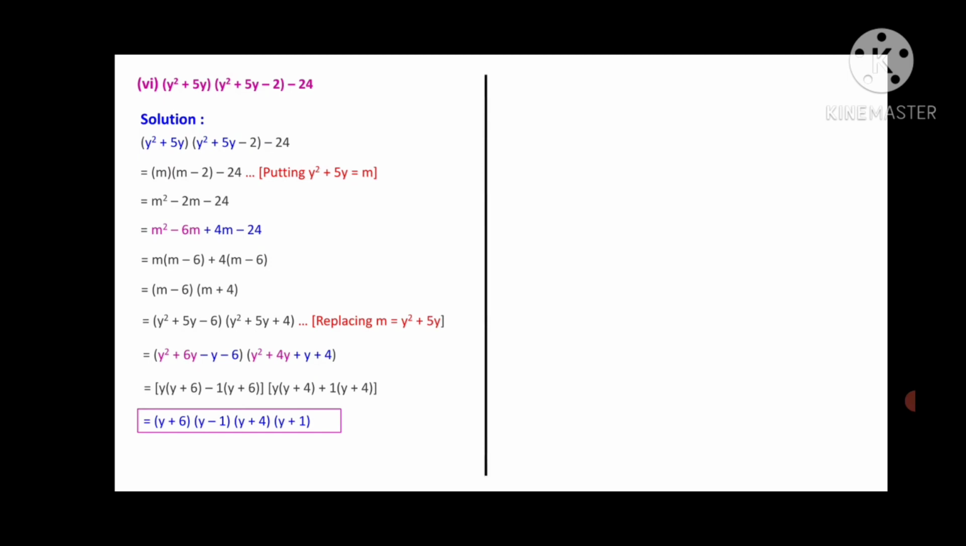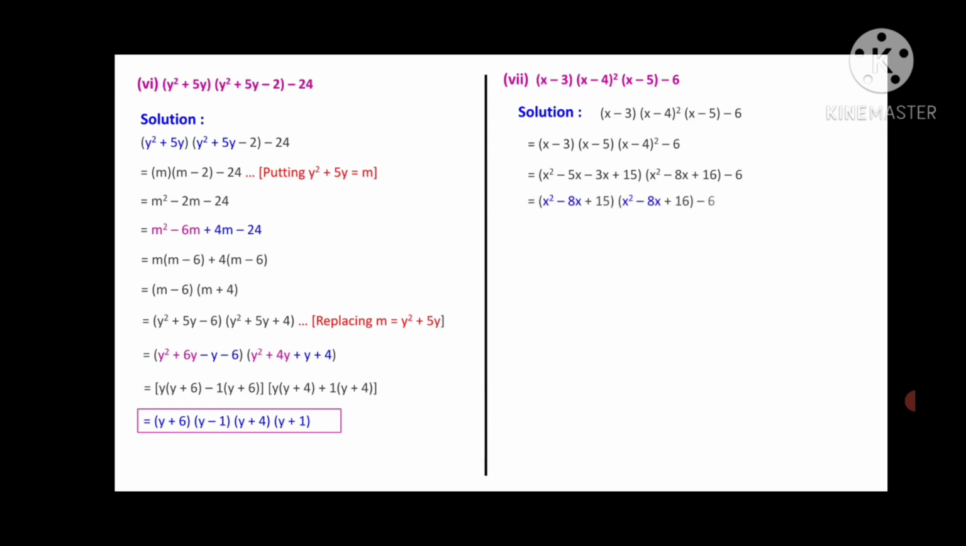So let us see problem number 7. x minus 3, x minus 4 bracket squared, x minus 5, minus 6. So it will be x minus 3, x minus 5, x minus 4 bracket is square minus 6. We'll do the product: x square minus 5x minus 3x plus 15, x square minus 8x plus 16 minus 6. So friends, here x square minus 8x plus 15, x square minus 8x plus 16 minus 6.